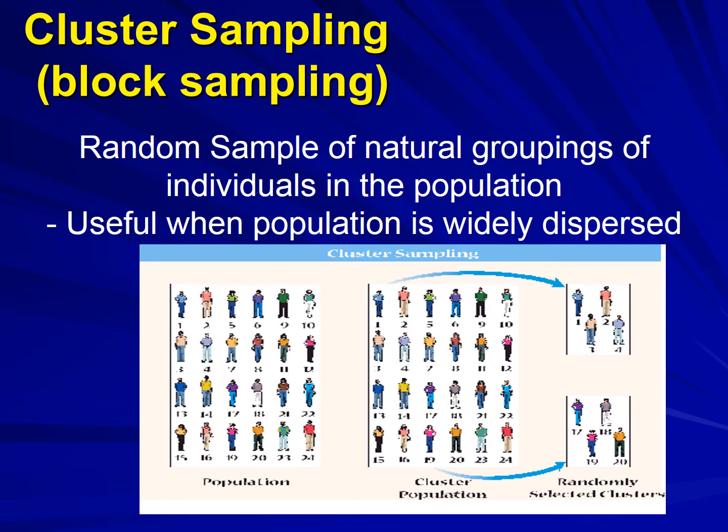Now let's see the fourth type of the probability sampling, that is cluster sampling, which is also called block sampling. Now cluster, this particular word you have heard many times in this corona pandemic. Many times we have heard the cluster having the more number of cases is declared as a hotspot. So in cluster sampling we have to select a random sample, but we have to select that random sample from the natural groupings of the individuals in the particular population.